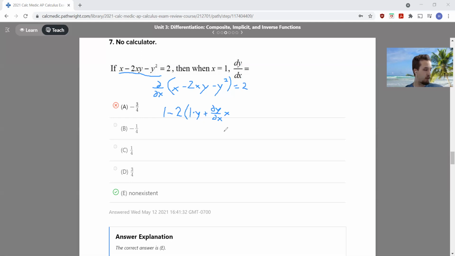Just making sure I'm doing this right. Yep, okay. And the derivative of y squared, well, we have a power of 2 on the outside, so the outside function is squared. So we take that out, reduce the power by 1, we get 2y, and the derivative of the inside, what's the derivative of y with respect to x? Well, that's going to be dy/dx.